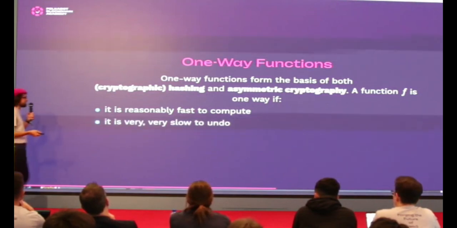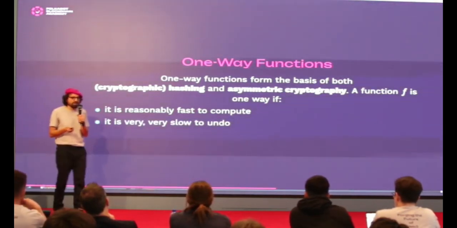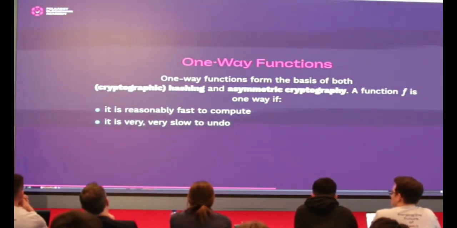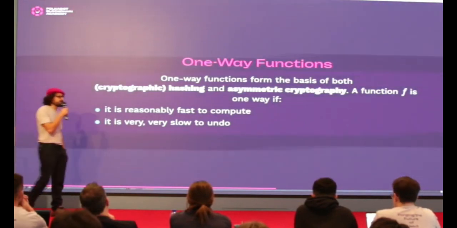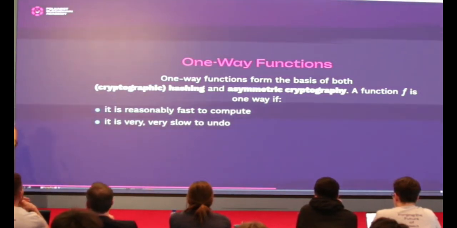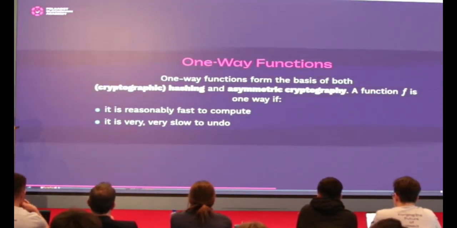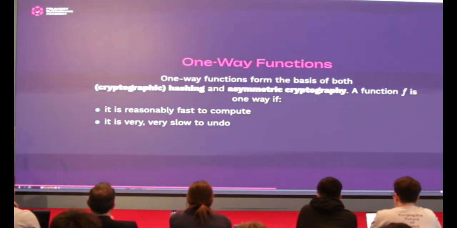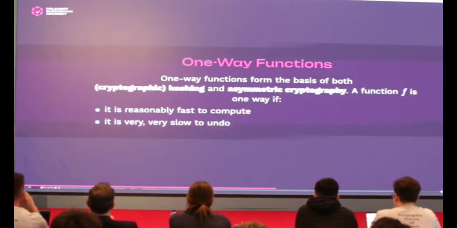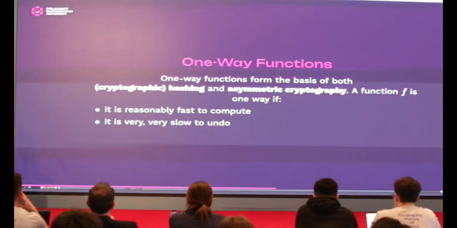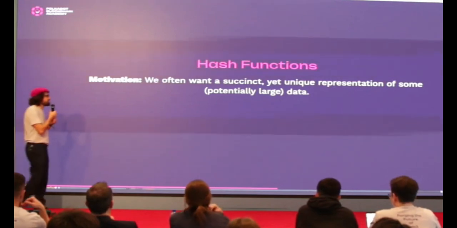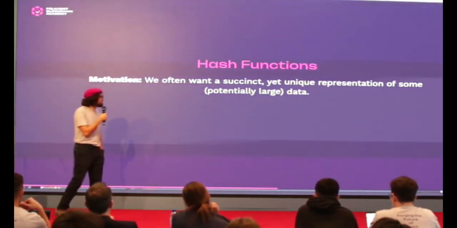On the other hand, if you want to reverse it, it should be very slow to undo. And here, when we say slow, it means very, very slow, like practically impossible. Like many years, or the age of the Earth, should be needed to compute the inverse. Mathematically it's possible, but it should be practically impossible. Okay, so the first type of one-way function that we will talk about is the hash.